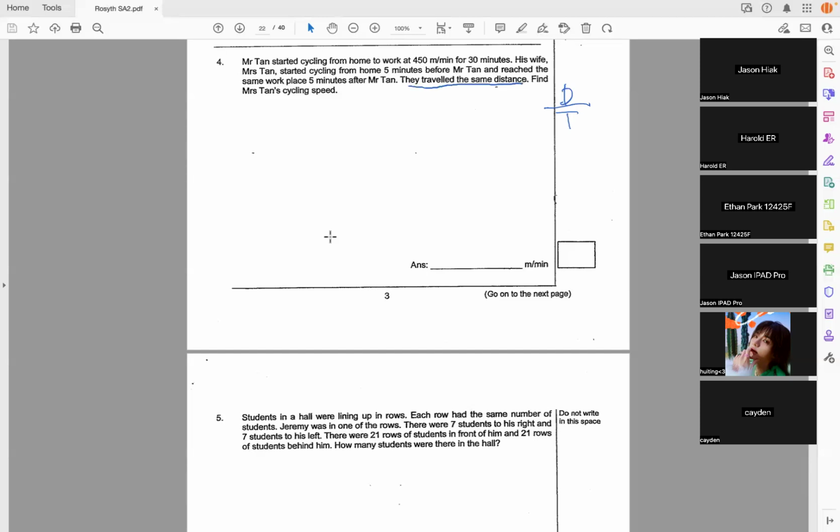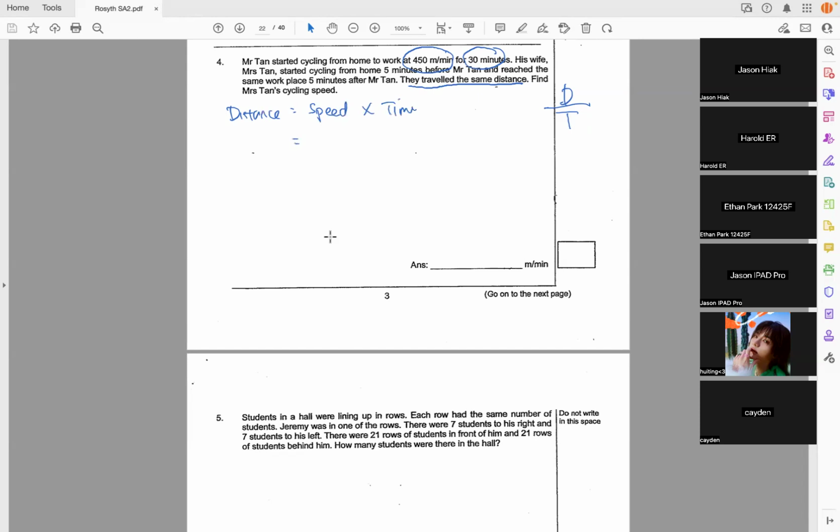All right. We can find the distance by focusing on Mr. Tan because we know Mr. Tan's speed. We also know Mr. Tan's time. Distance is equal to speed times time. Okay, remember this formula. You have to memorize all the formulas for speed. Nobody's going to help you.